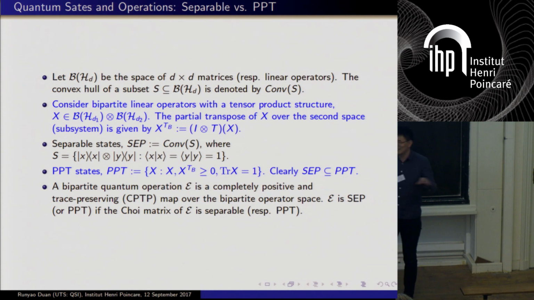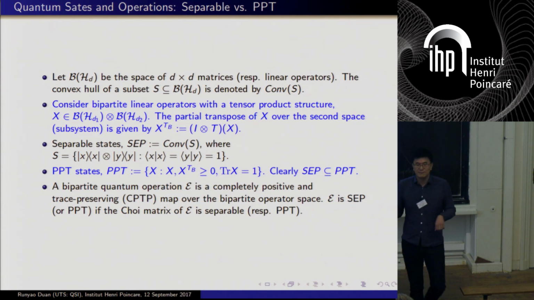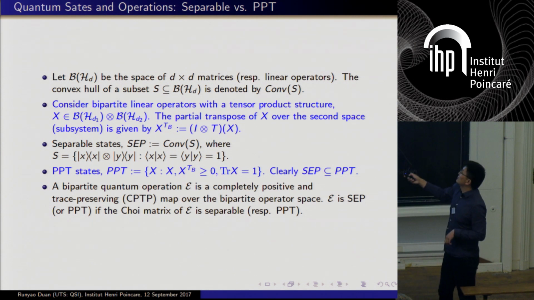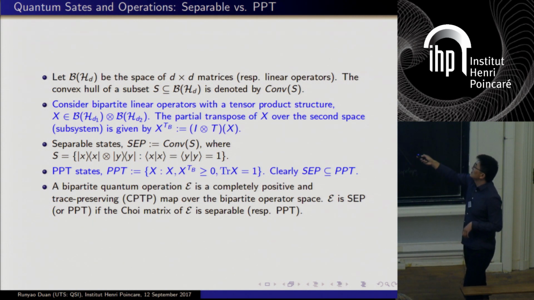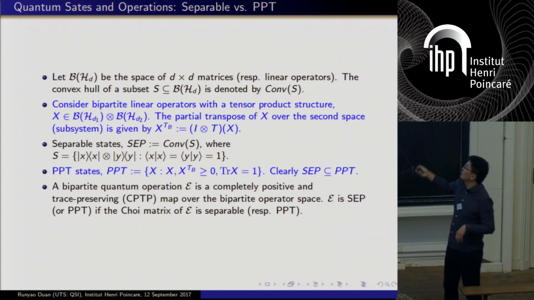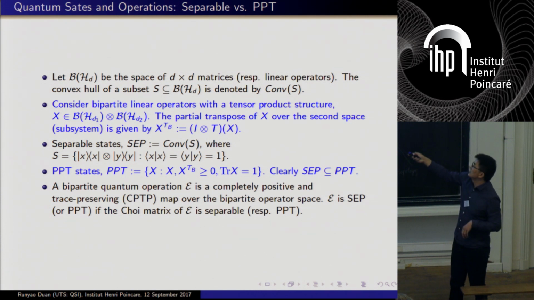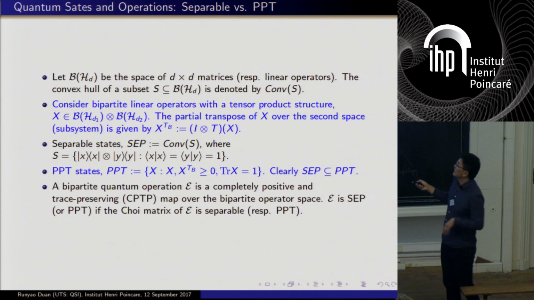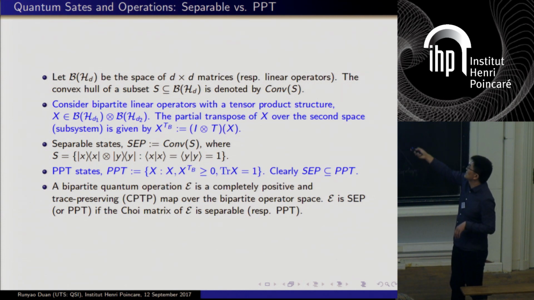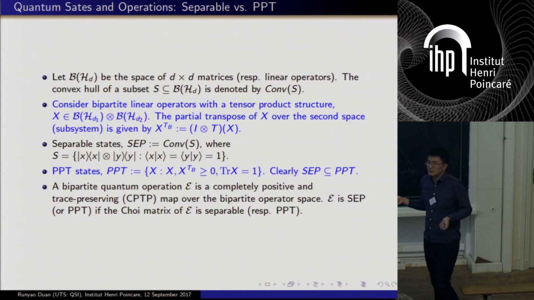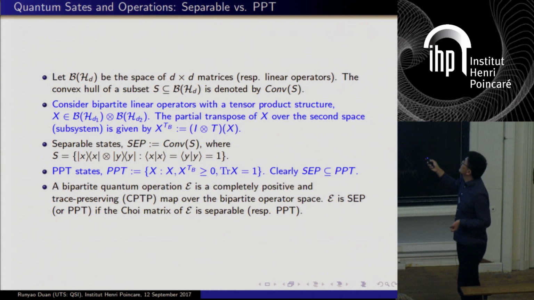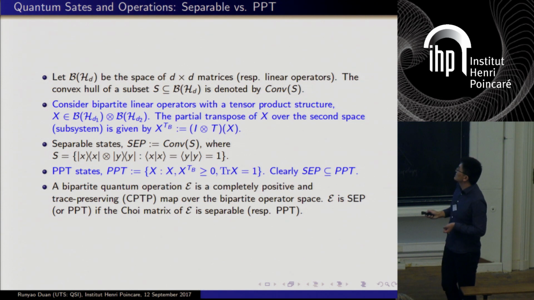So we take the transpose according to B, and then we have separable states. We use SEP to represent all separable states, which are the convex hull of product states, and PPT to represent the PPT states, meaning both X and X^{T_B} are positive and the trace is 1. So the separable states are a subset of the PPT states.